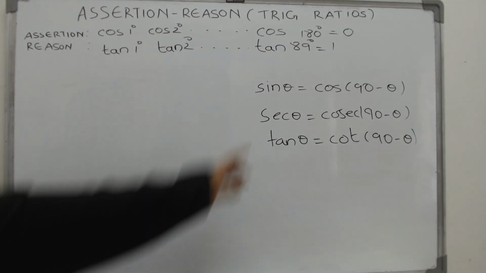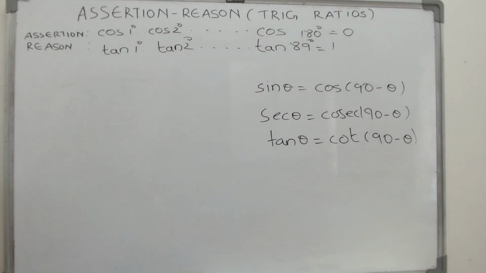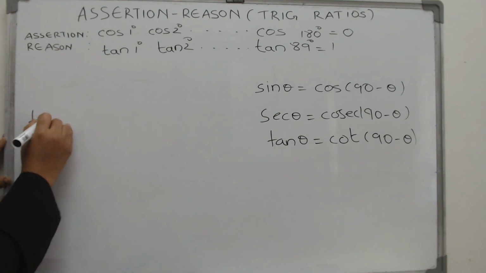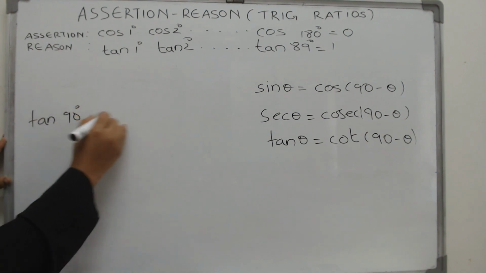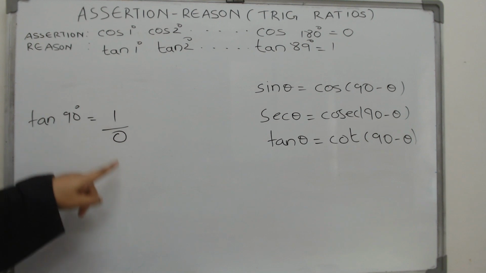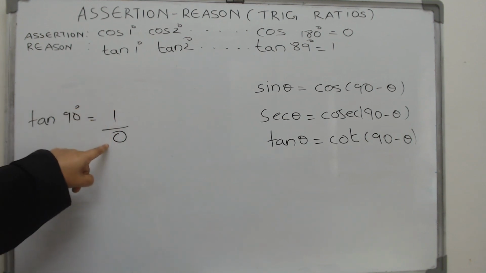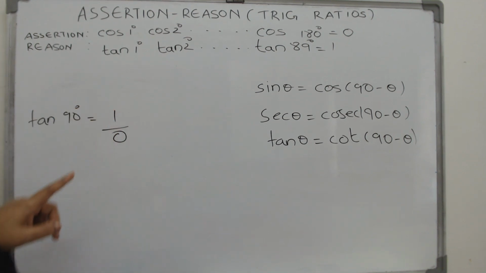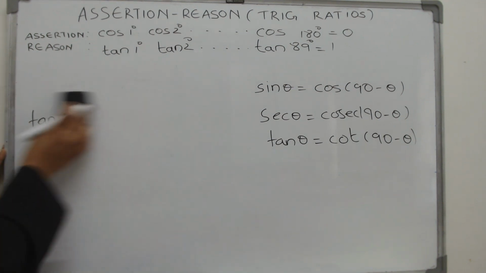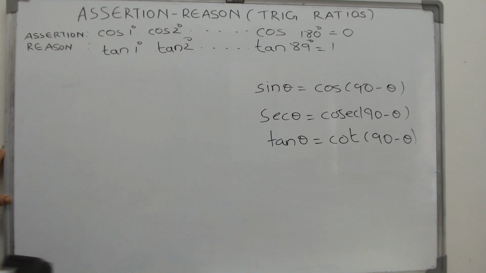Did you see that? We stopped at 89. We did not go all the way to 90. Why is that? Because tan 90 is sin 90 by cos 90. This is how it looks like. Any fraction with the denominator 0 is not defined. It tends to infinity. So that is why we did not take this into consideration.